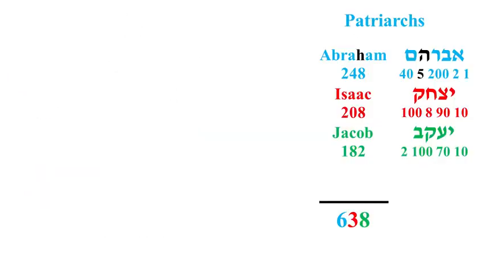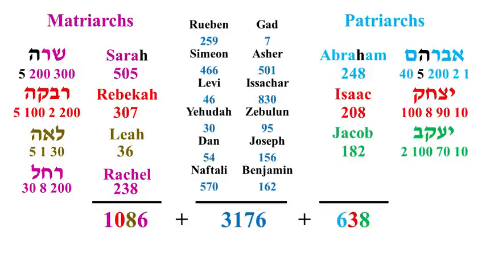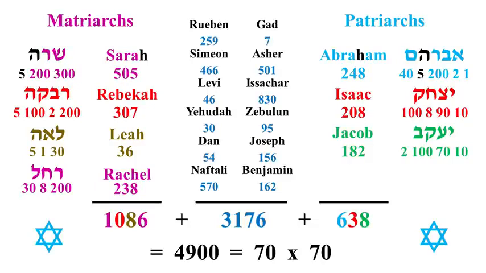The patriarchs, Abraham is 248, Isaac 208, Jacob 182. The patriarchs add up to 638. The matriarchs, Sarah is 505, Rebekah 307, Leah is 36, Rachel is 238. They add up to 1,086. If you throw in the 12 boys, the 3,176, the whole clan adds up to 4,900, which is 70 times 70. Ayin times Ayin.